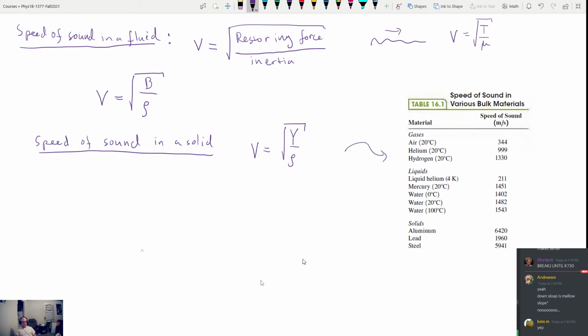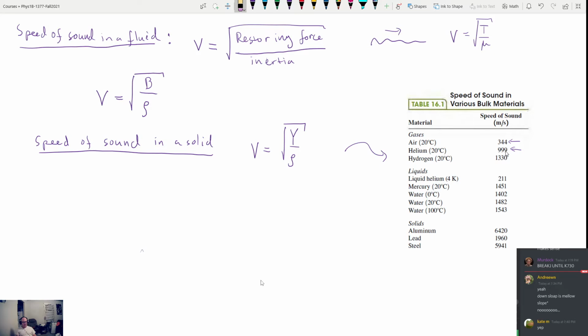So let's look at the liquids and the solids right here. In air, we've got velocity of about 344 meters per second. But when we look at helium, for example, right here, the velocity is only 211 meters per second. So what does that mean? Oh, whoops, that's liquid helium, sorry. I was like, that doesn't make sense. Helium at 20 degrees Celsius has a speed of almost 1,000 meters per second.